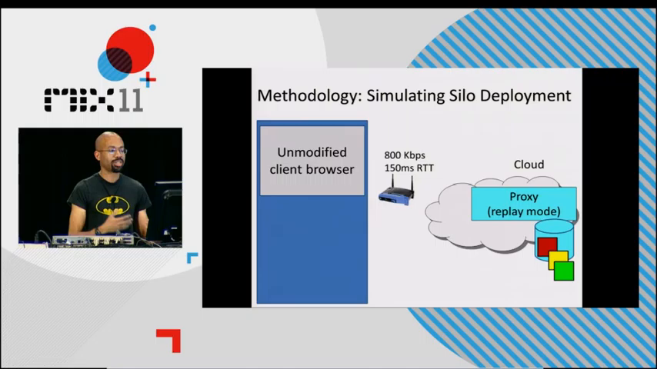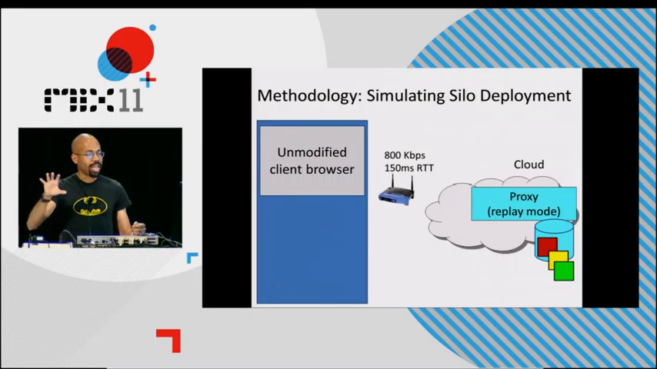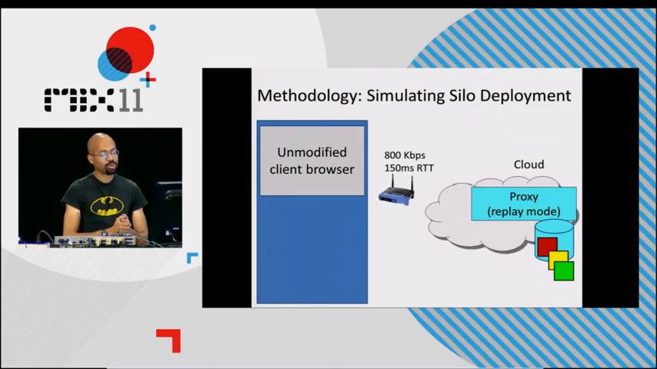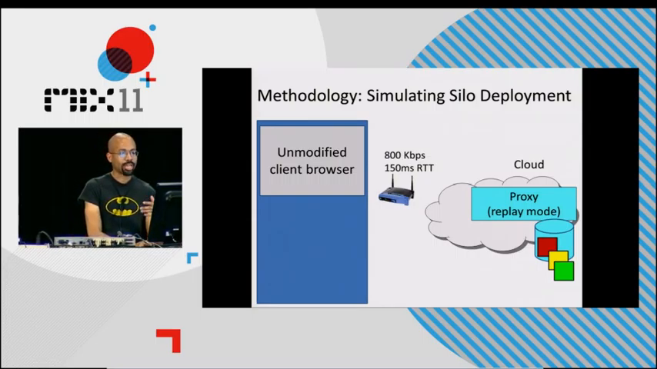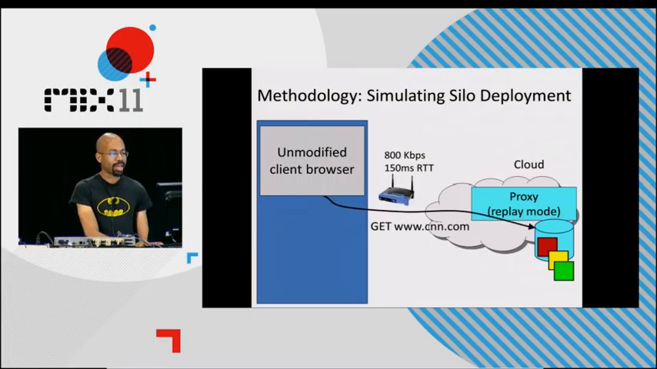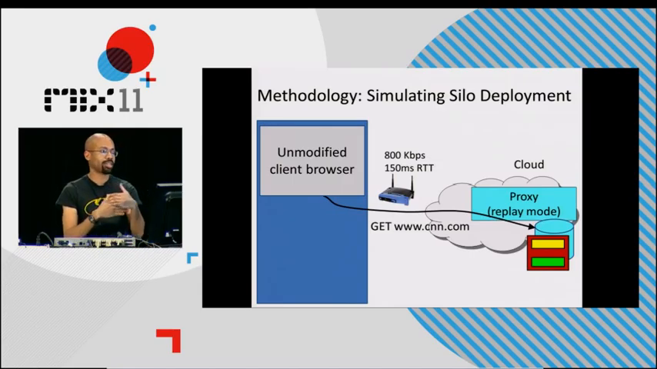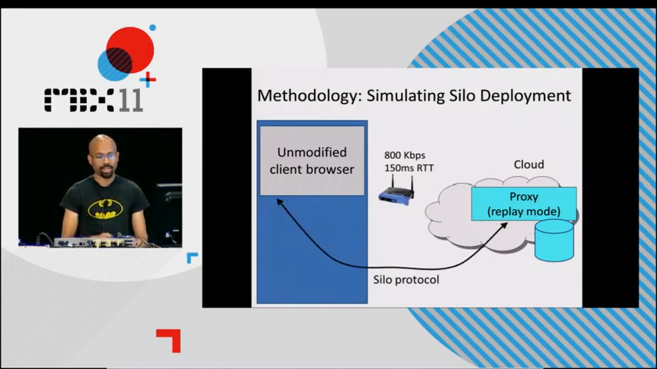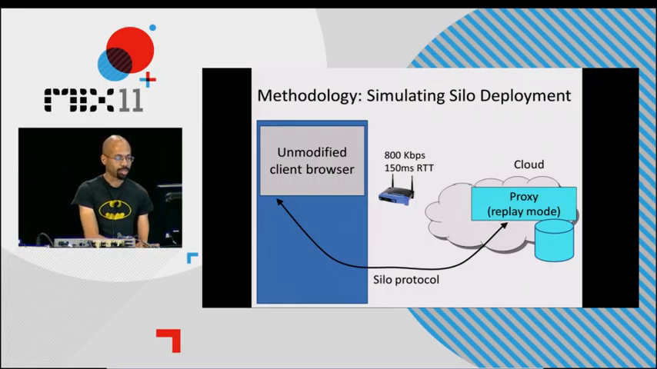Then we want to simulate what a Silo deployment will look like. We actually took that proxy, we put it out in the cloud, okay, and we turned the proxy into replay mode. And so we connected the browser to the cloud through a network link that basically simulated maybe a mid-range DSL setup, 800 kilobits per second, about 150 milliseconds round trip. In the simulated Silo deployment, when the browser asks for a particular web page, it goes to the proxy. That proxy is going to perform the inlining like a real Silo web server would, and then it's going to send that inlined page back in the case of a cold cache scenario, or it's going to do that slightly more complicated warm cache protocol like I just described to you.